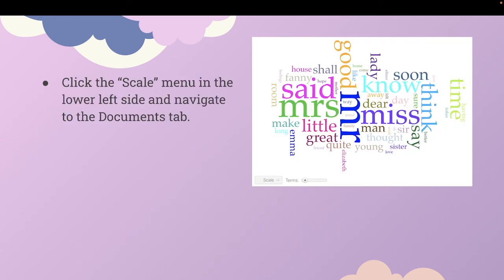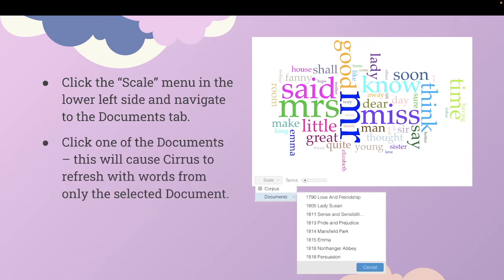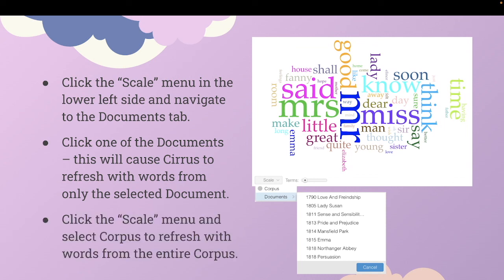Click on the Scale menu in the lower left side and navigate to the Documents tab. Click on one of the documents. This will cause Cirrus to refresh with words from only the selected document. If you'd like to return to the Corpus view, click on the Scale menu and click Corpus.